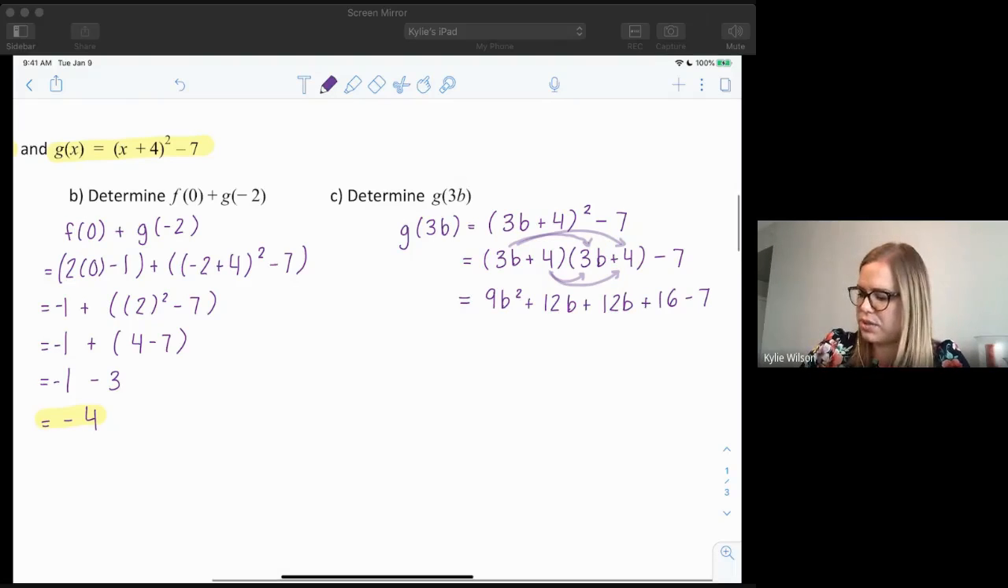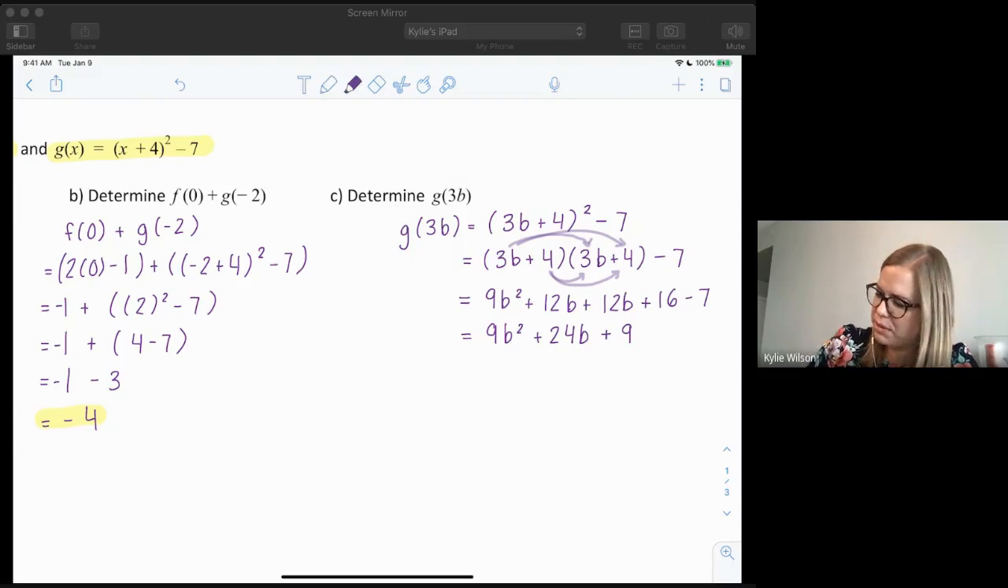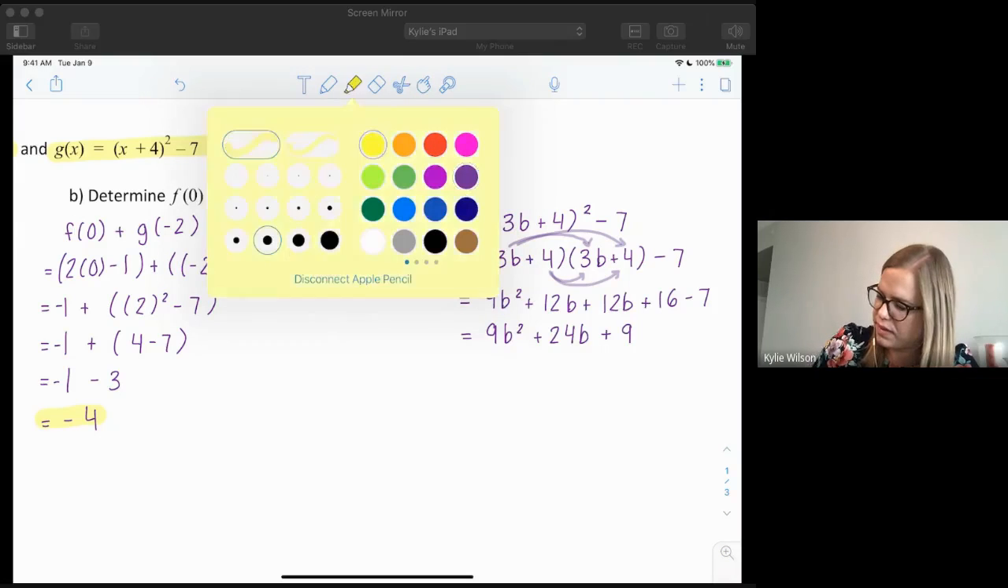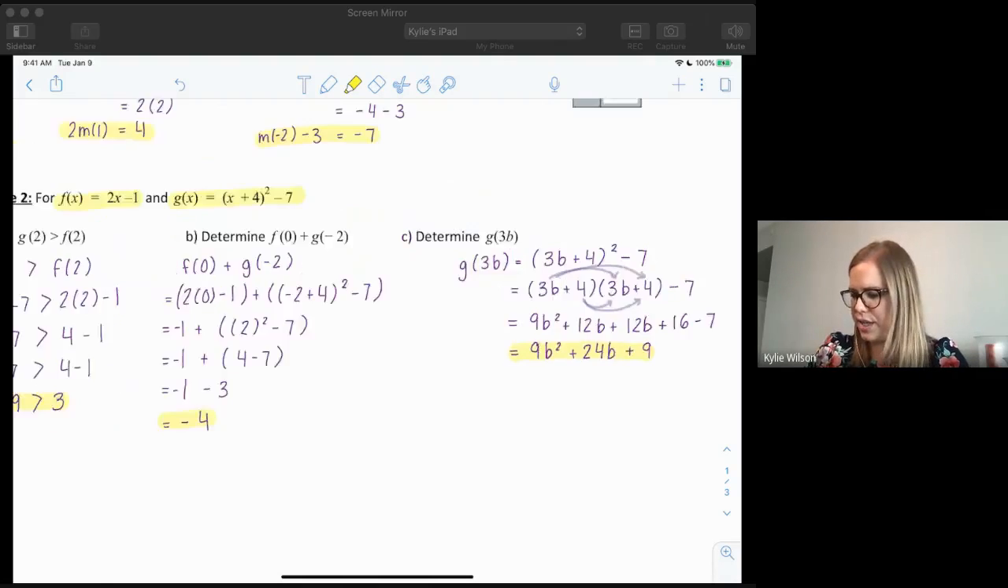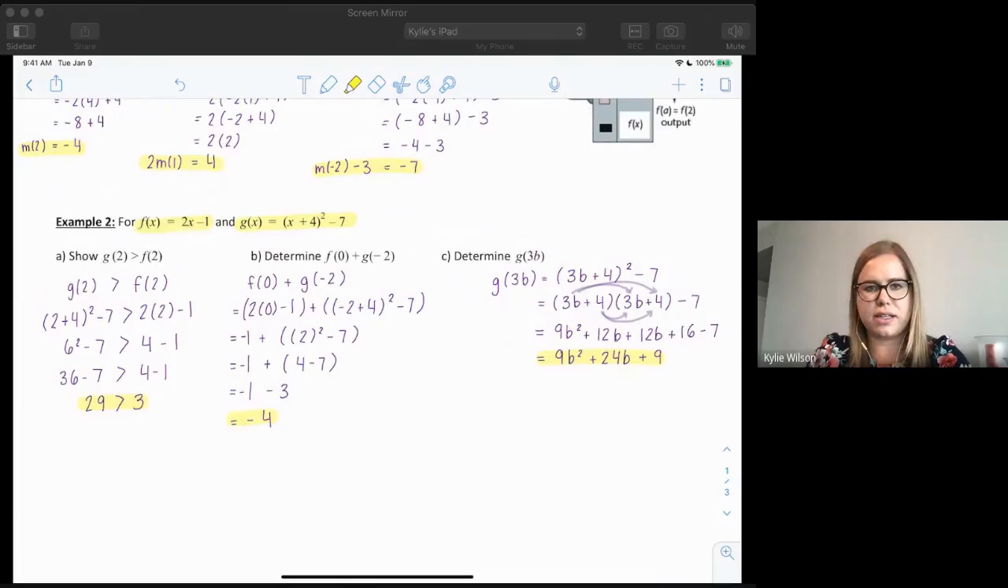And now I'm just going to collect some like terms here. 9b squared plus 24b plus 9. And that would be my final answer. Any questions so far? Sorry about that mistake earlier. Good so far? Okay, awesome.